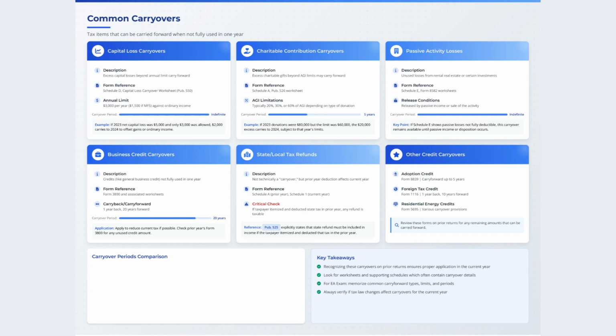So to wrap this up, carryovers can have a big impact on this year's return, but only if you spot them on the prior year return and apply them correctly. Always check the relevant schedules, worksheets, and IRS publications, especially Pubs 525, 526, 550, and the instructions for Forms 3800, 8582, 8839, and 1116. And remember, every carryover is an opportunity to save your client money.